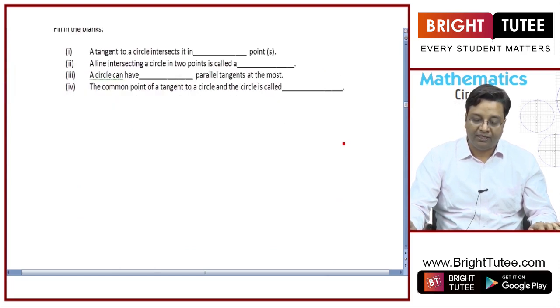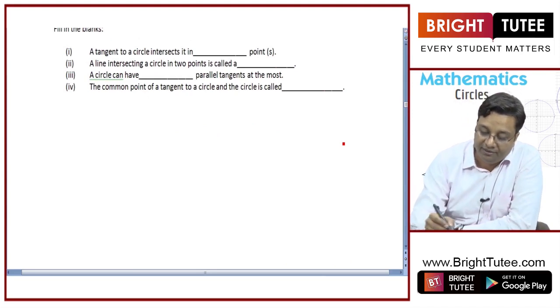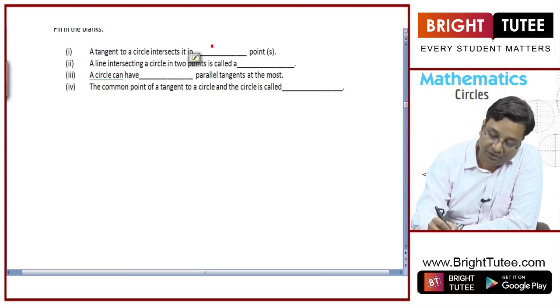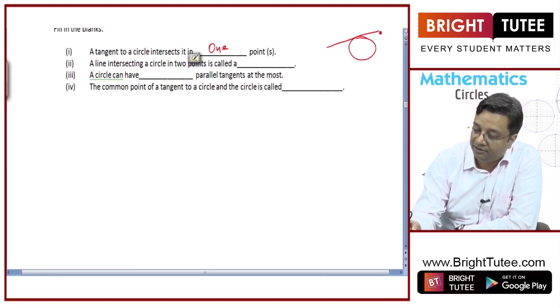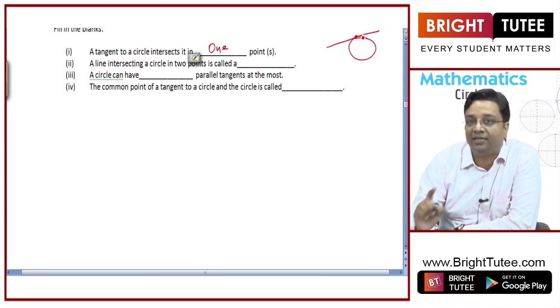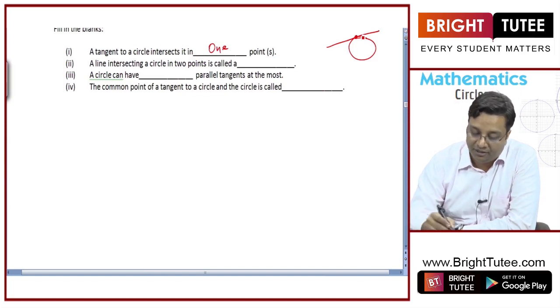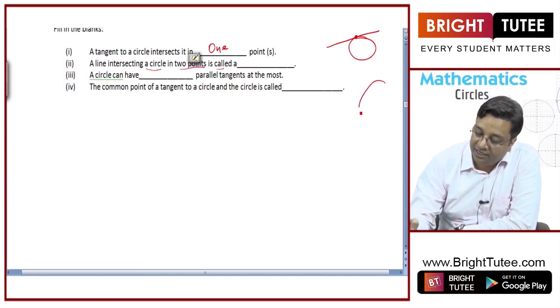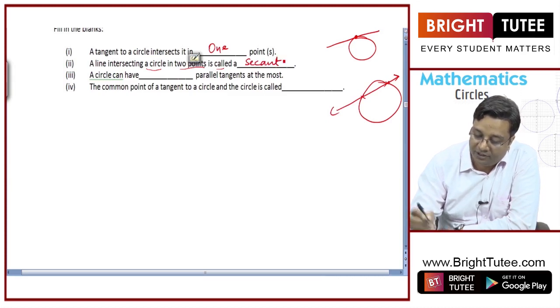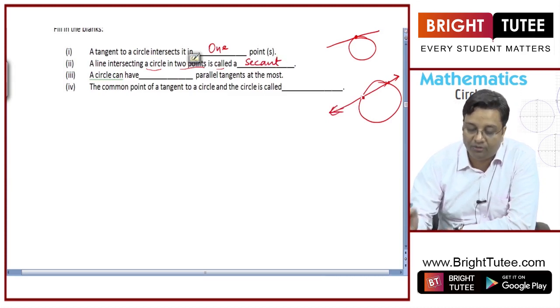Okay. Fill in the blanks. A tangent to a circle intersects it in how many points? Only one point. This is the tangent. So, it only touches the circle at a single point. So, 1 point. A line intersects a circle in 2 points is called a... if a line intersects a circle at 2 points, it is known as secant. It is known as secant to the circle.